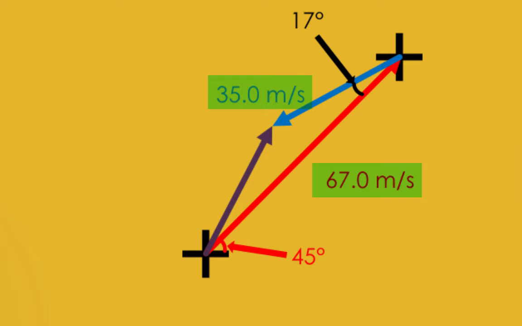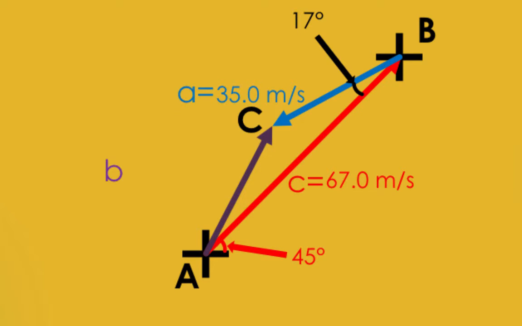Now we have a triangle that has two sides and one angle with measurements. We will try to use the sine and cosine laws to solve the purple resultant's length and the angle. Let's label the vertices and the sides. Using the cosine law, we find the measure of the resultant, b, is 35.06 meters per second. And using the sine law, we find the angle between the red and purple, angle A, to be 17 degrees. To calculate the angle north of east, we add the 45 and the 17 degrees to find the angle of 62.0 degrees north of east.